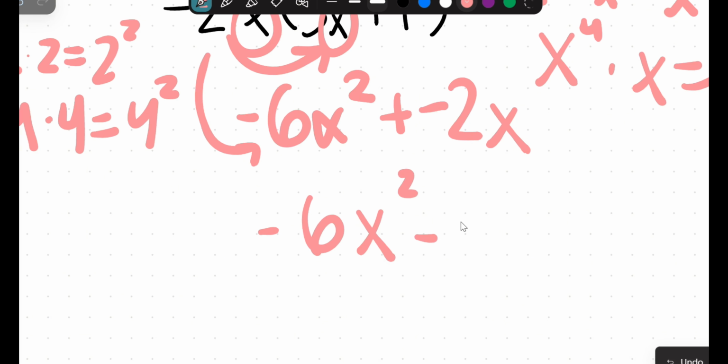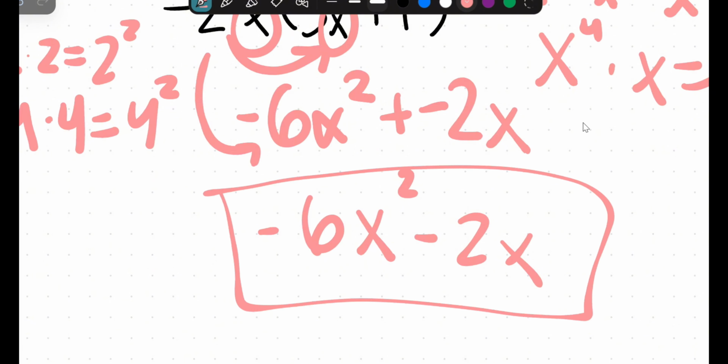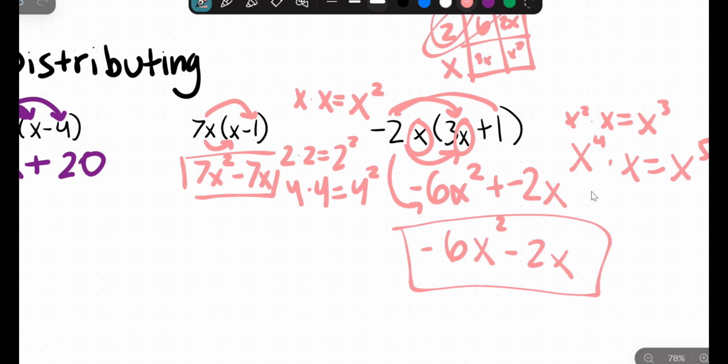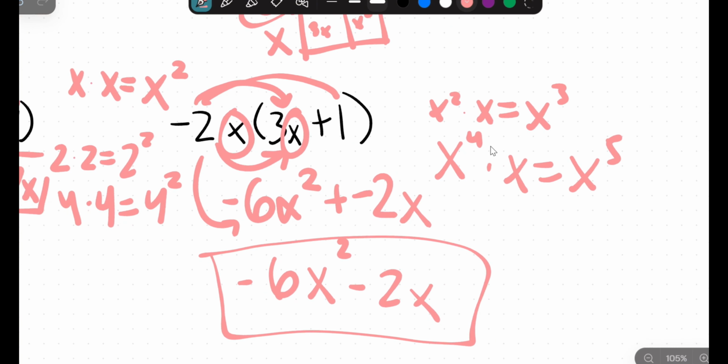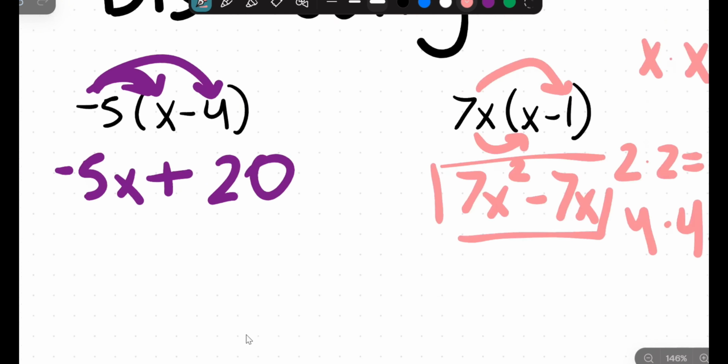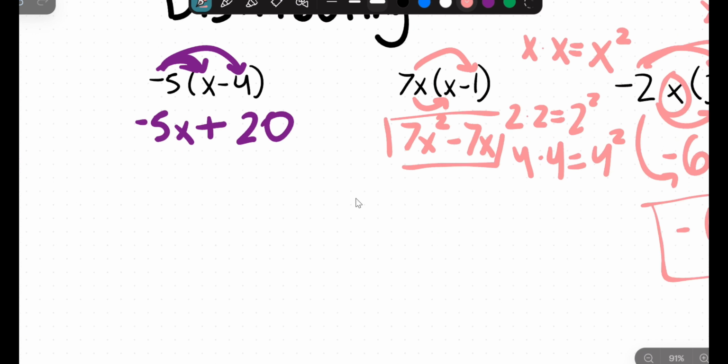Oh, I keep doing it. Minus 2x. Bam. That is all for distributing, guys. The main thing is make sure you don't get tripped up on these x times x rules, the x squareds, and make sure you keep track of what you've distributed and what you haven't.